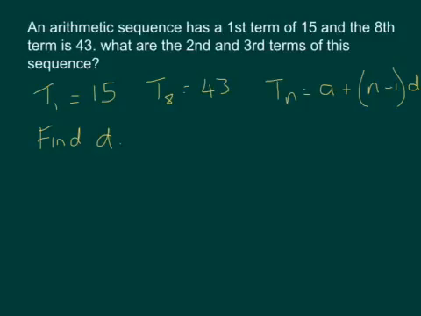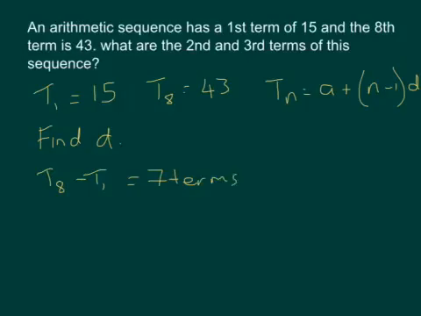And in this situation here, the way you find d is you take the eighth term and you subtract the first term. And first of all, you deal with the subscript values here, okay? So, eighth term minus the first term, well, that equals 7 terms, okay? There's 7 terms in total, 8 minus 1.